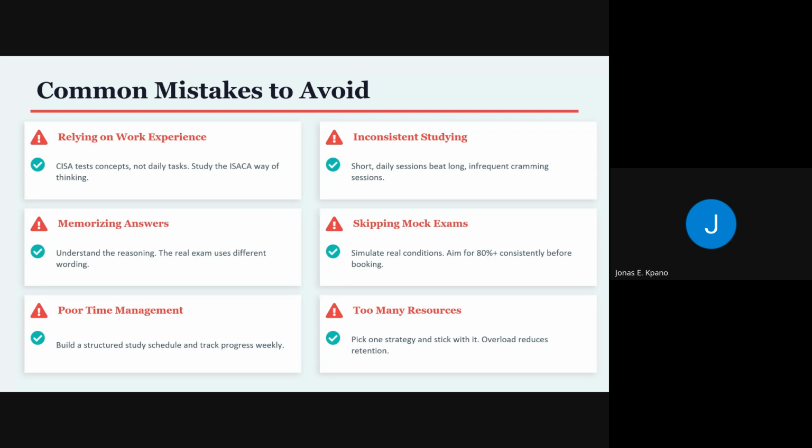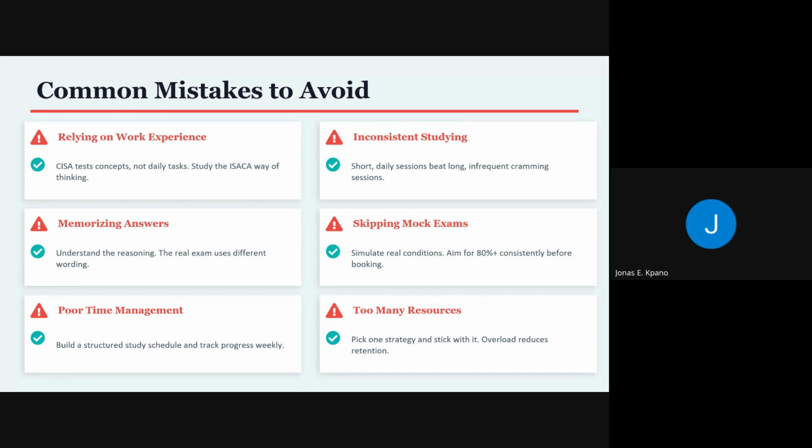The other mistake is memorizing answers. So when you're taking the practice test, one mistake you can make is memorizing answers. No, don't do that. You need to understand the reasoning behind why an answer is correct. The real exam uses different wording. You may see a question in your practice test, but then on the real day, when you're taking the exams, that same question can be put in a different wording. So if you memorize answers, you'll really be making a big mistake.